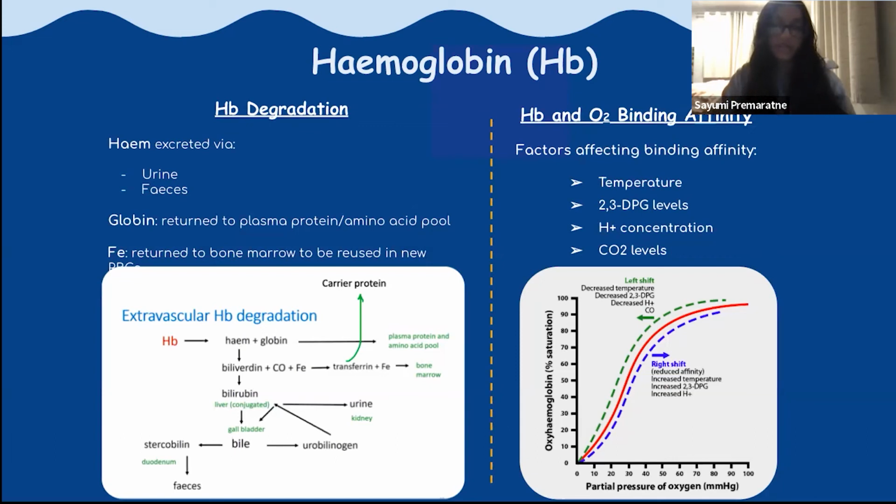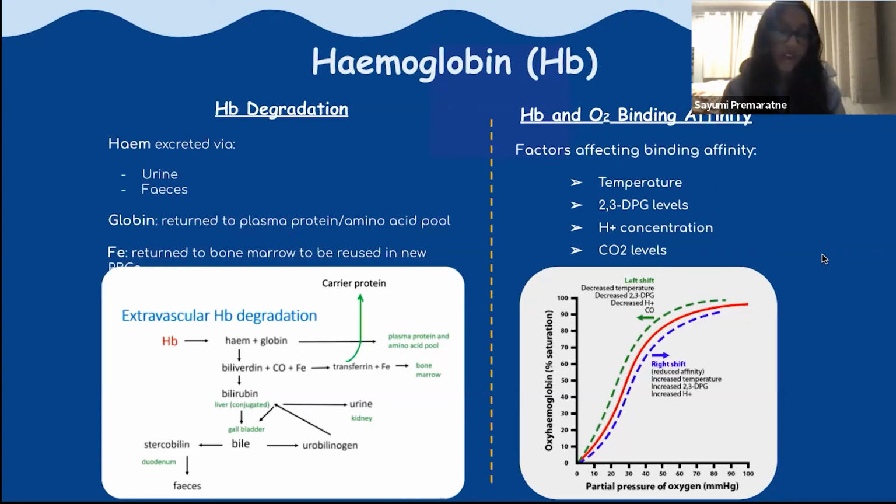So things like increased temperature and then increased 2-3 DPG levels, that is just a byproduct of metabolism, and so are hydrogen ions and carbon dioxide. Those all indicate an increase in metabolism and will decrease how attracted the oxygen is to the hemoglobin, so that the oxygen can enter the tissues instead of staying attached.